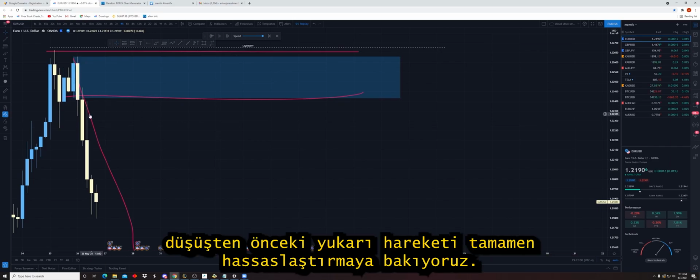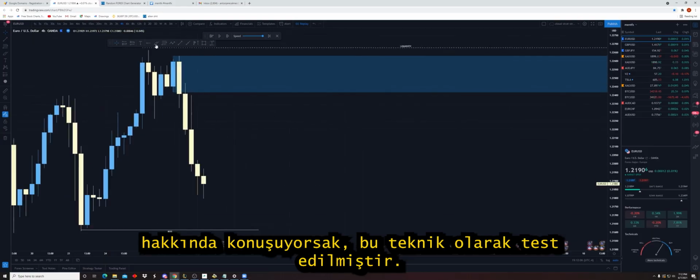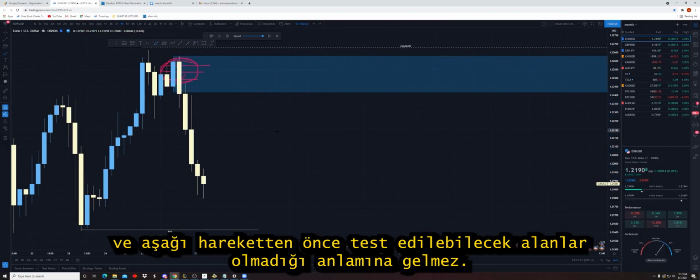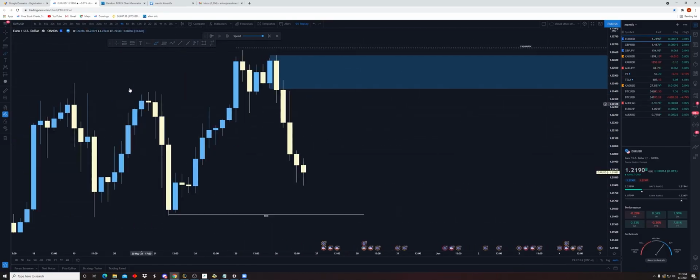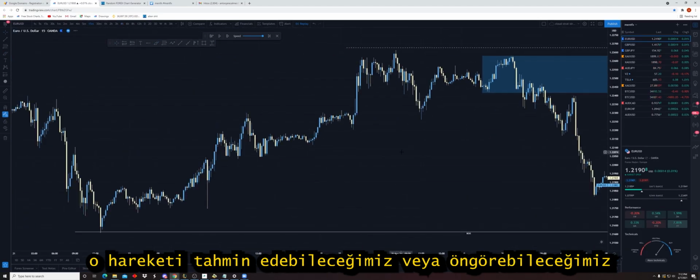Because remember, if we're talking about the validity of a supply and demand zone, this one has technically been tested. But that does not mean that there aren't areas inside of it that still have orders open in them that can be tested before the down move. So let's see if we can refine it further and see if there's actually a way that we could have predicted or anticipated that move.